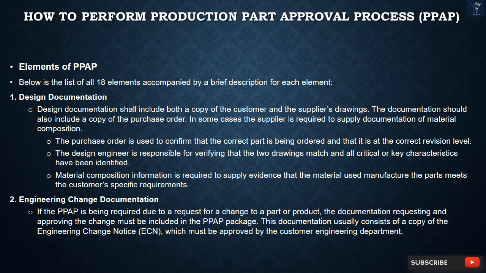Engineering change documentation. If the PPAP is being required due to a request for a change to a part or product, the documentation requesting and approving the change must be included in the PPAP package. This documentation usually consists of a copy of the Engineering Change Notice, ECN, which must be approved by the Customer Engineering Department.